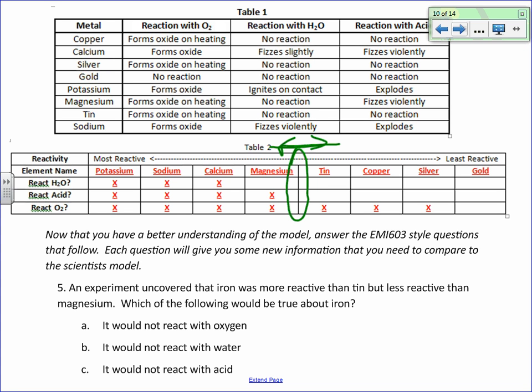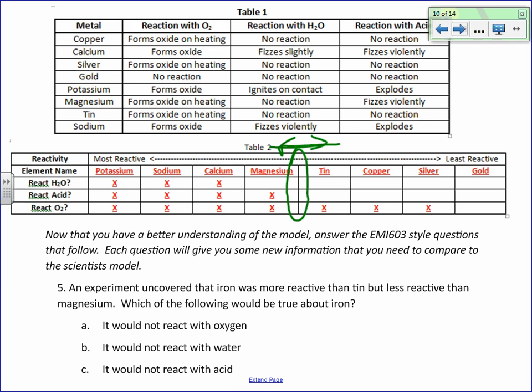We know for sure that it would not react with water. Perfect. Because if it's less reactive than magnesium, and magnesium doesn't react with water, there's no way that iron could react with water. All right.